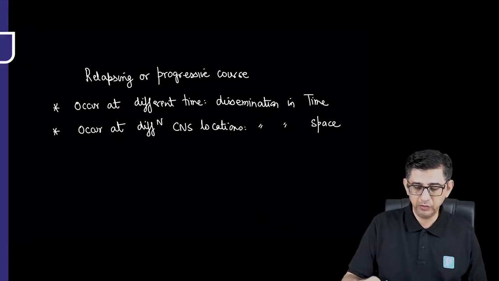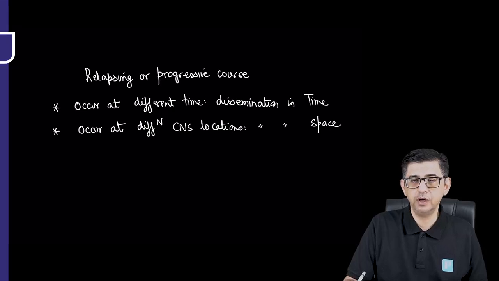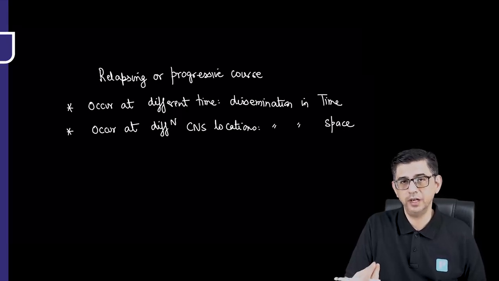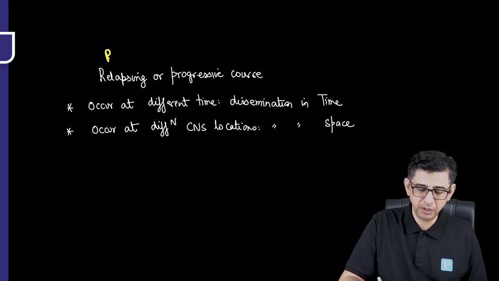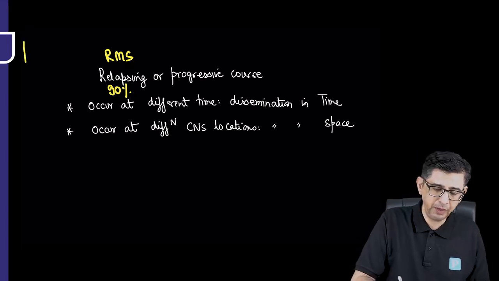And the two common varieties of multiple sclerosis that we come across are relapsing. Initially, it was called relapsing remitting multiple sclerosis. Nowadays, the term used is only RMS, that is relapsing multiple sclerosis. 90% of cases would be the relapsing variety. Relapsing variety would imply that neurological symptoms would come and go.